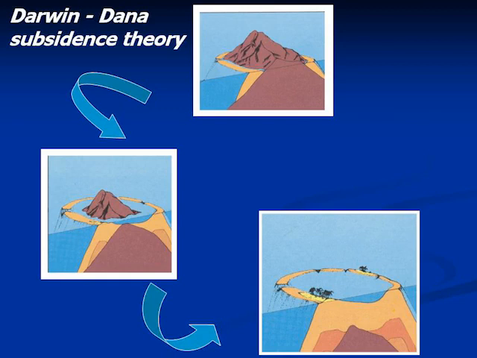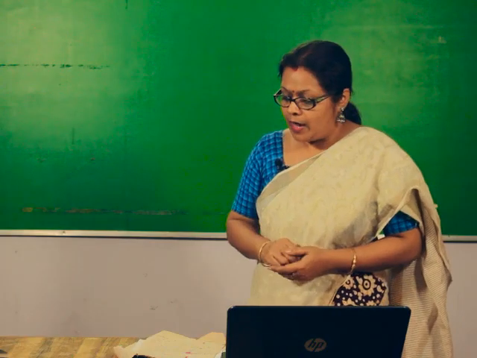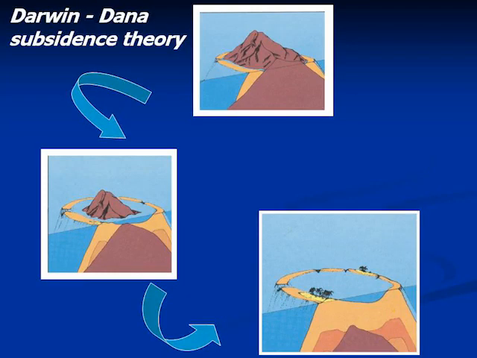So this forms a barrier reef. Now this barrier reef and the main landmass will have continuous washing of seawater, and in case the main land is an island and the other portions are surrounded around it, that will form an atoll. So in brief, according to the Darwin-Dana subsidence theory, the fringing reef will be turned into an atoll.